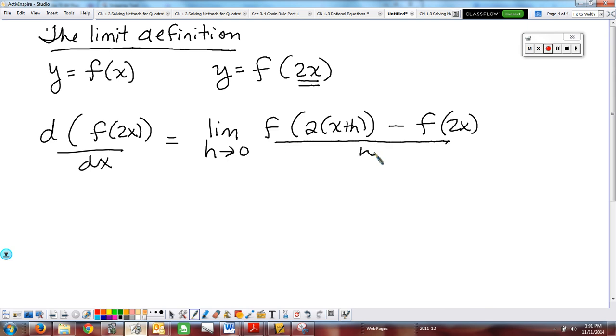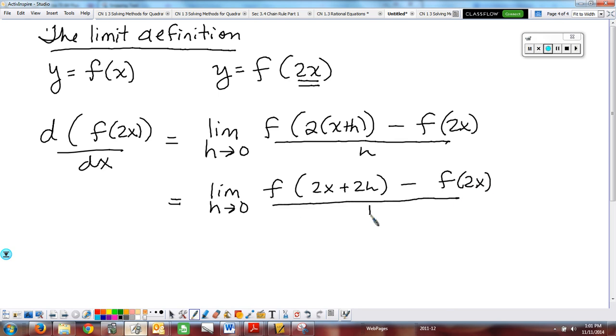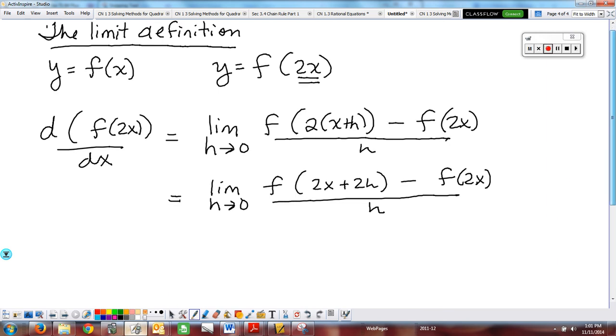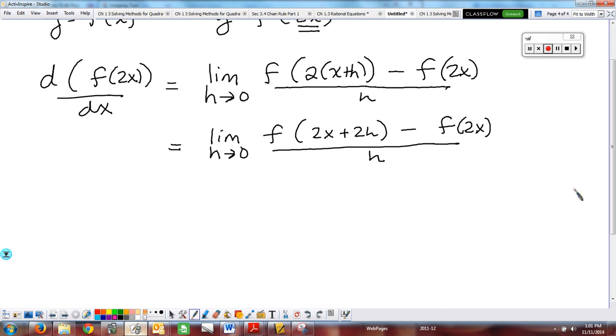So that's kind of our initial start to this. Now we're just going to do a little algebra and simplify. So we have the limit as h goes to 0 of f of 2x plus 2h minus f of 2x all over h. Now, what I'm basically going to do here, because we're trying to get it in a nice form that we know how to do the derivative of, the problem we have right now is that we have some 2x here and an h and a 2h, and so things aren't matching up here.